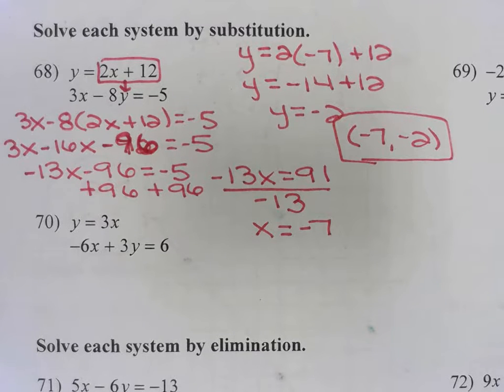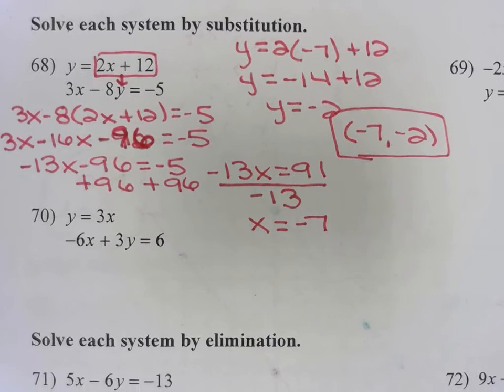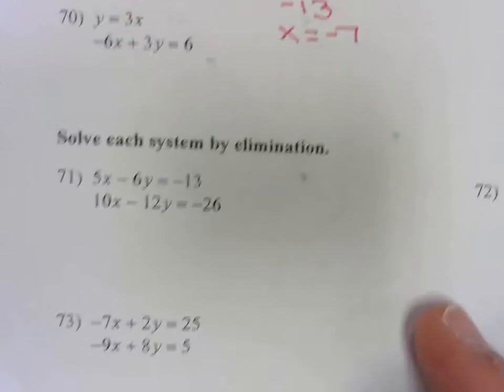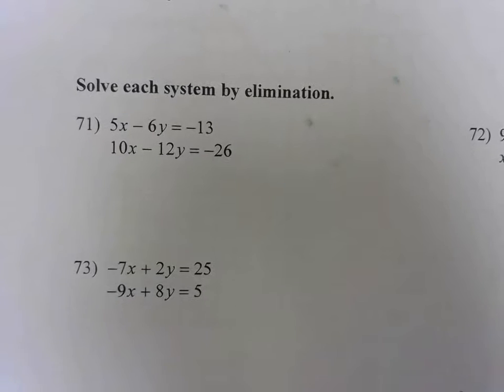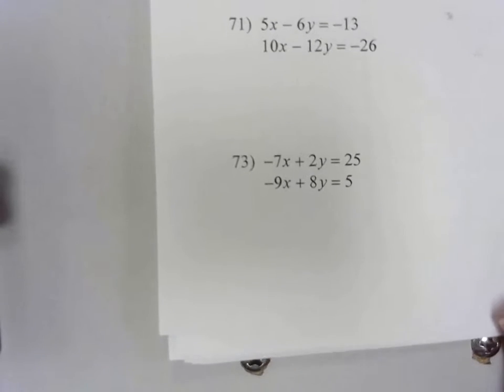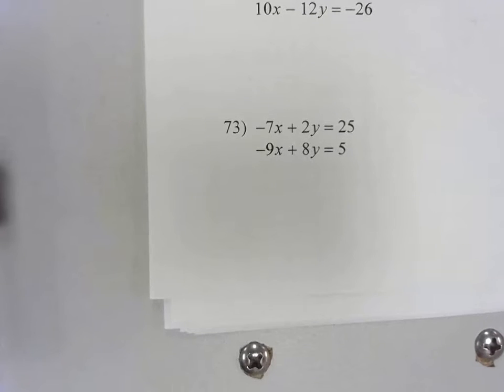Okay, any questions on that? Okay, let's look at elimination, 71 through 73. So let's go ahead and look at 73. As I look at using elimination, why would substitution not work for 73, or not be the best option?